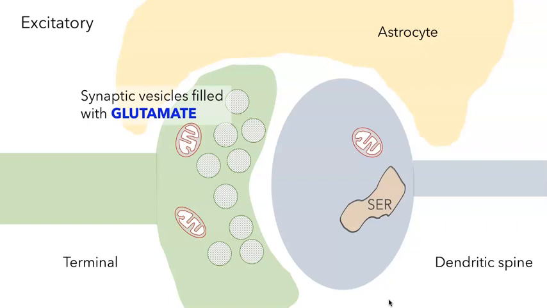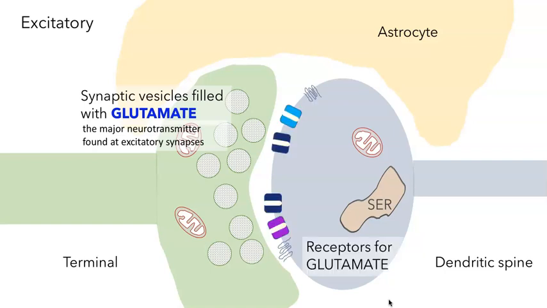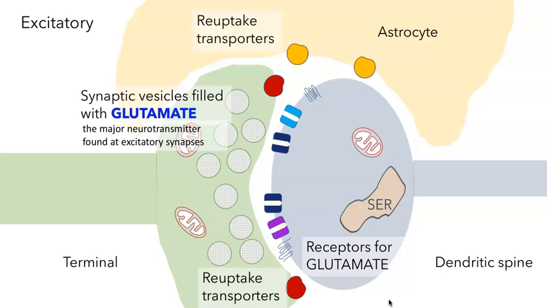The presynaptic cell will have many vesicles that will be filled with a neurotransmitter. Here I've gone ahead and specified the neurotransmitter is glutamate because this is the major excitatory neurotransmitter found in the vertebrate brain. So most, but not all, excitatory synapses are going to use glutamate as a neurotransmitter. The postsynaptic cell will have receptors for glutamate, and there will be reuptake transporters in the presynaptic cell in order to reabsorb that glutamate. In addition, there'll be reuptake transporters in the astrocyte because one of the jobs of these glial cells is to rapidly remove excess neurotransmitter from the synaptic cleft.